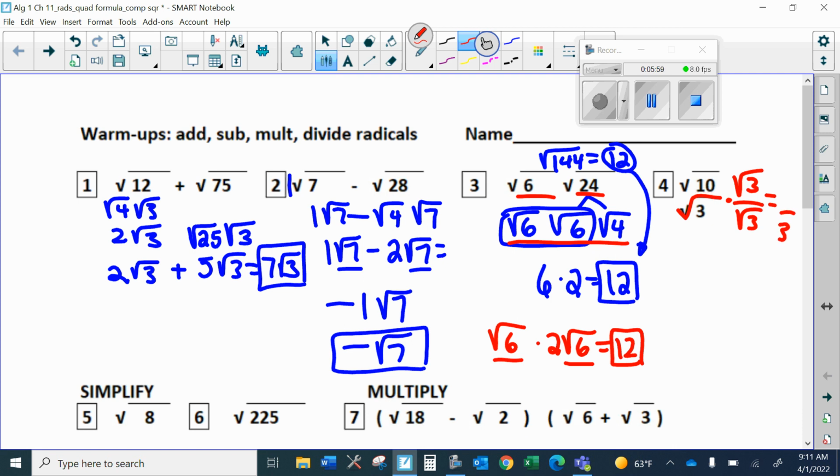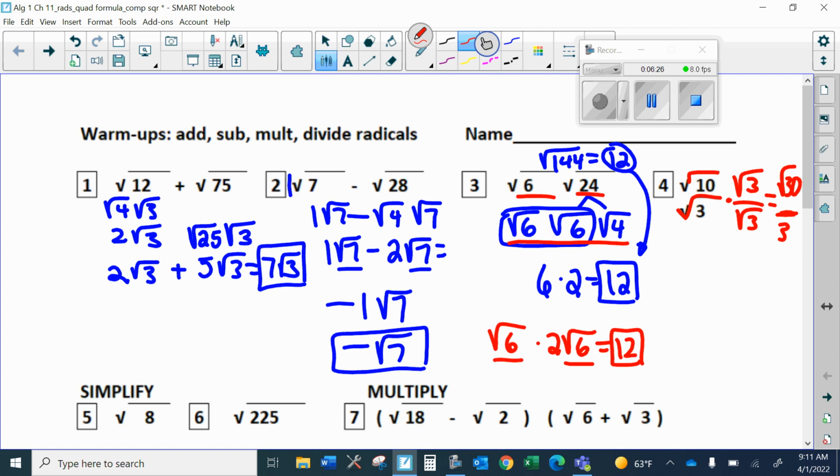And root 10 times root 3 is root 30. And root 30 does not simplify. Okay, because we know root 3 doesn't simplify, root 10 doesn't simplify, and 3 and 10 do not have a GCF. So it'll be root 30 over 3 would be that answer. 3 is a rational number. Remember, anything you can write as a fraction, 3 I can write as 3 over 1. Anything you can write as a fraction or repeating decimal is a rational number.